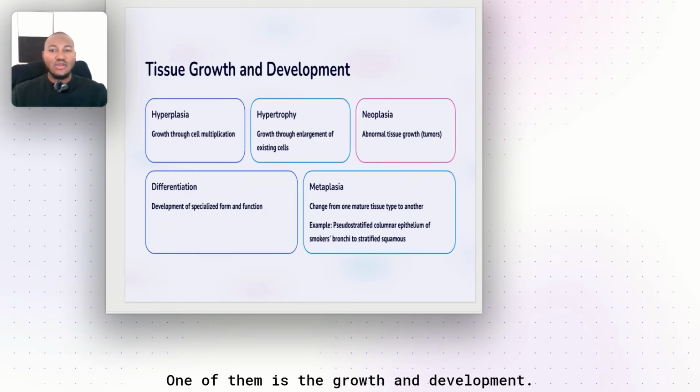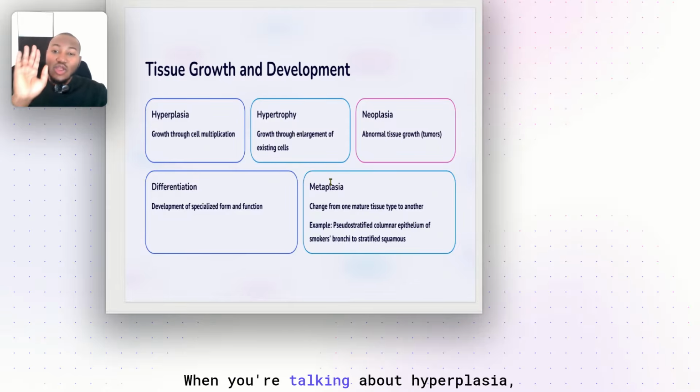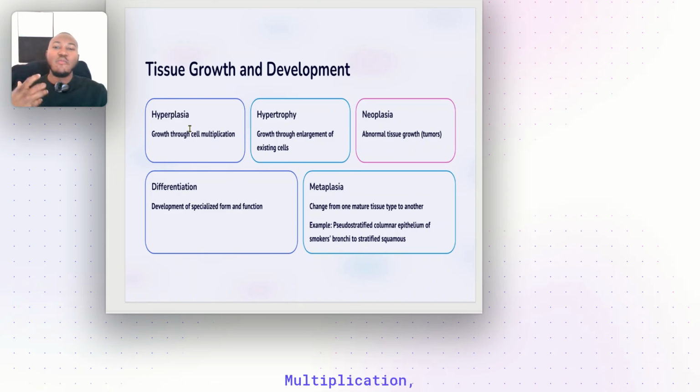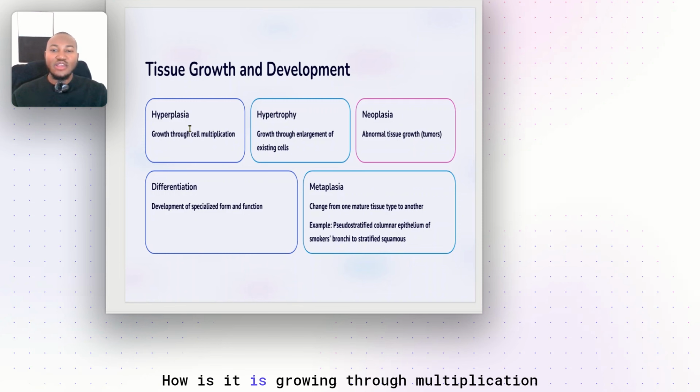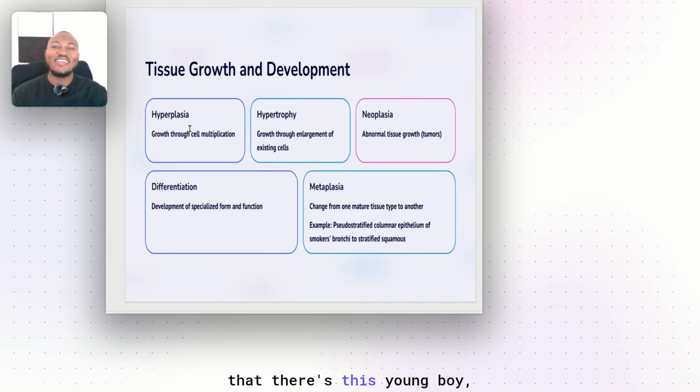One of them is growth and development. What do you need to know about growth and development? I made it very simple for you. We have hyperplasia, hypertrophy, neoplasia, differentiation, and metaplasia. When you're talking about hyperplasia, it is multiplication, growing through multiplication. Like if they tell you there's this young boy and now he's so tall, it's hyperplasia. You understand? Growth through cell multiplication. It's normal.